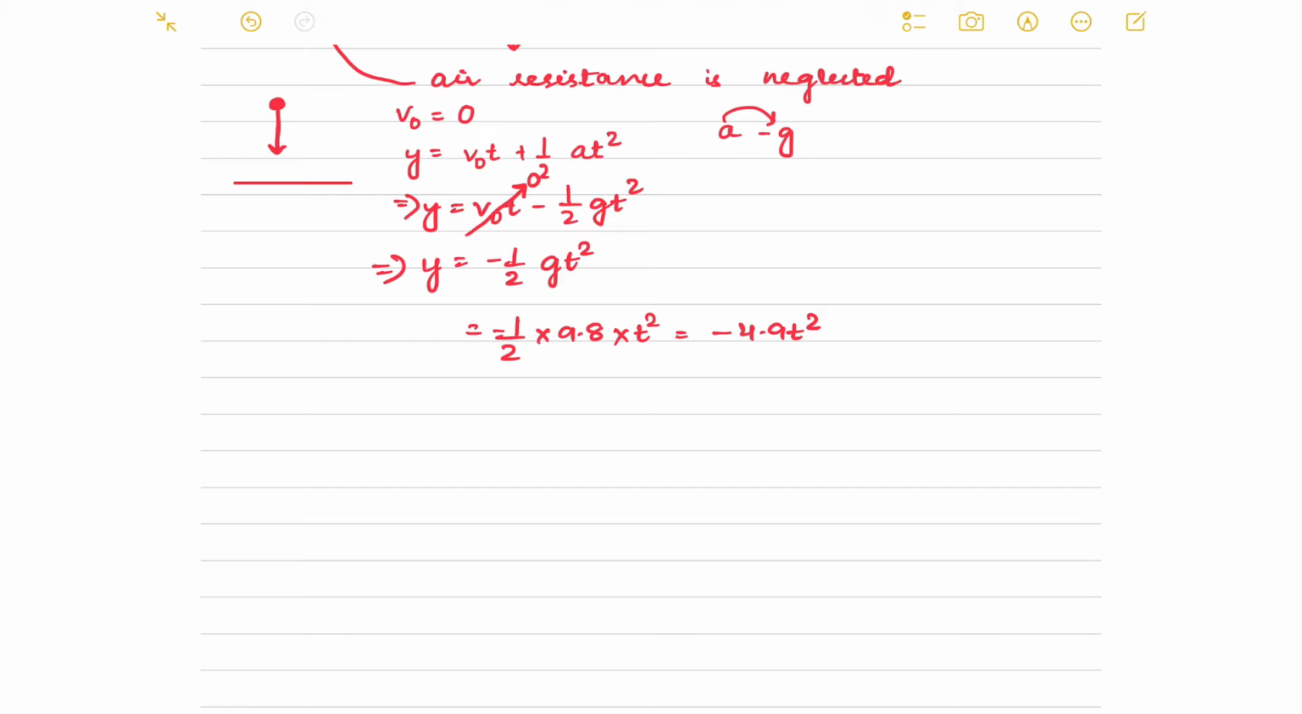The graph of y with t can be represented as this, because it varies with t square.